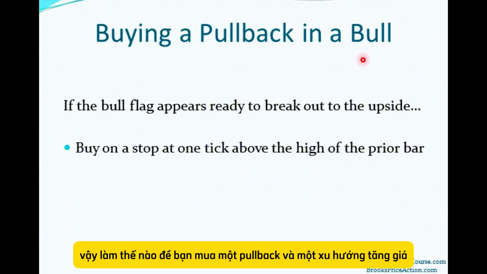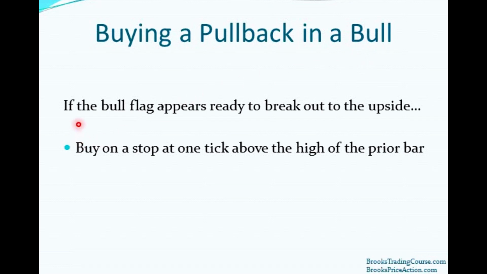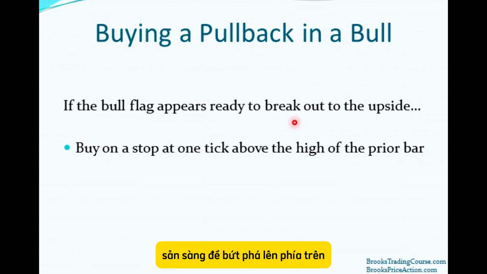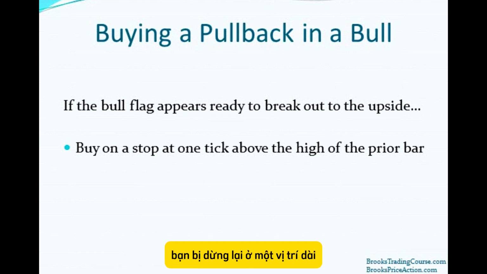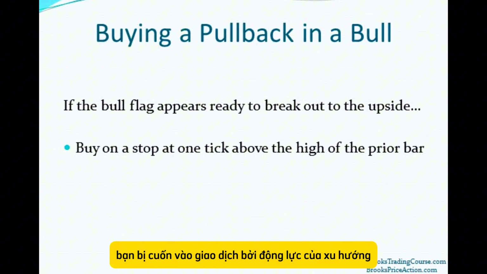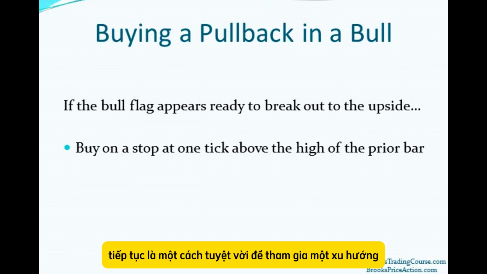So how do you buy a pullback in a bull trend? If the bull flag appears ready to break out to the upside, you place a buy stop at one tick above the high of the prior bar, so that if the market goes above the high of the prior bar, you get stopped into a long position, so you're swept into the trade by the momentum of the trend resuming, which is a great way to enter a trend.